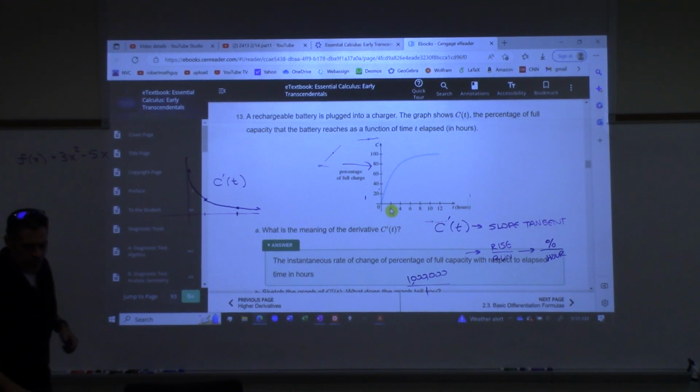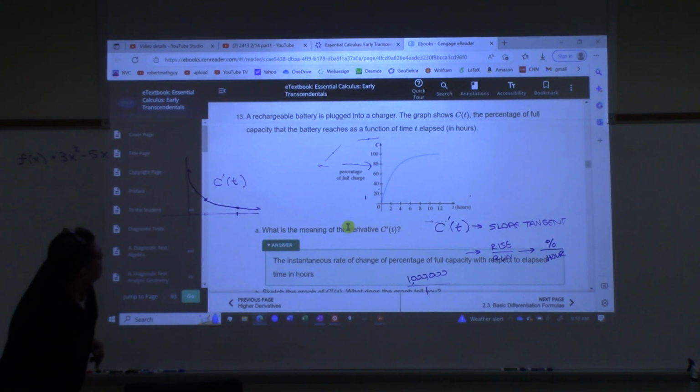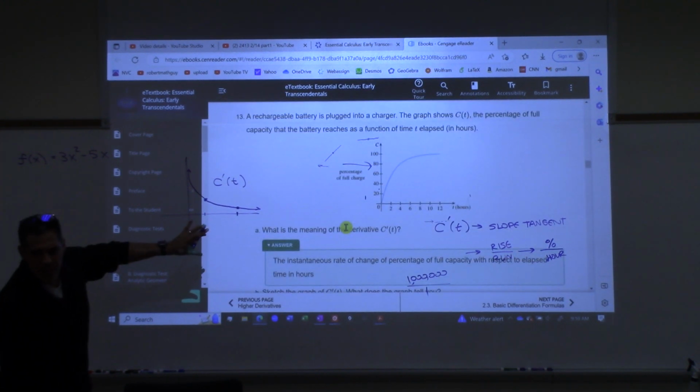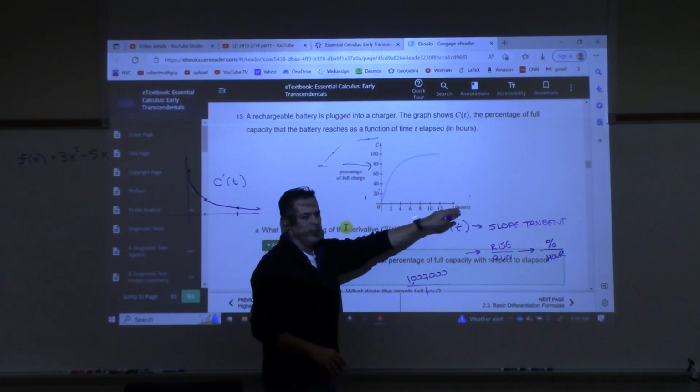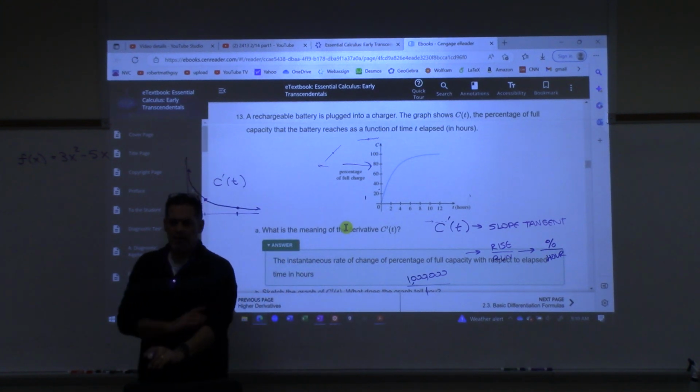Good questions, good questions. I won't give you a problem like this on a test. What I would do is give you a graph that's not labeled, just like we did in last class, and I'd ask you to draw the derivative.